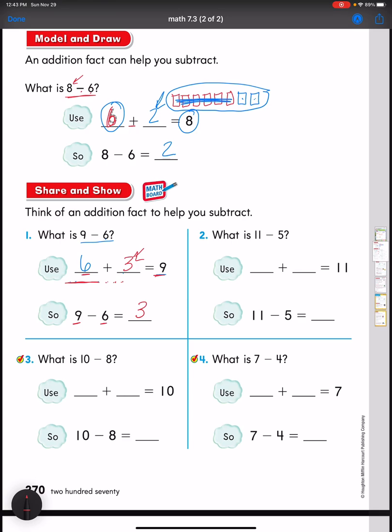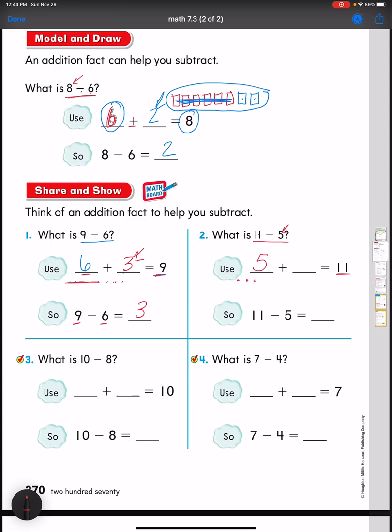All right, let's practice another one. What is 11 minus 5? So I took my 11, it's over here. I'm going to take this other number, 5, plus what will equal 11? Same concept. You can use anything. You can use counters. You can use any type of objects you have. You can draw a picture. That's what I'm going to do.